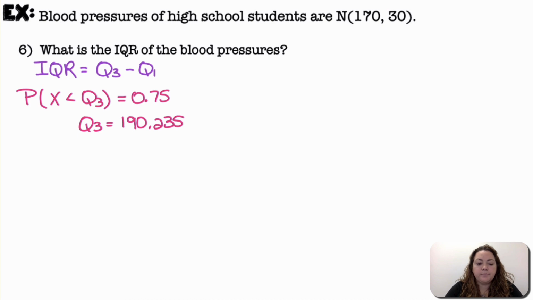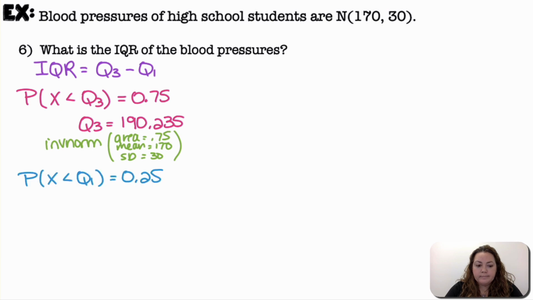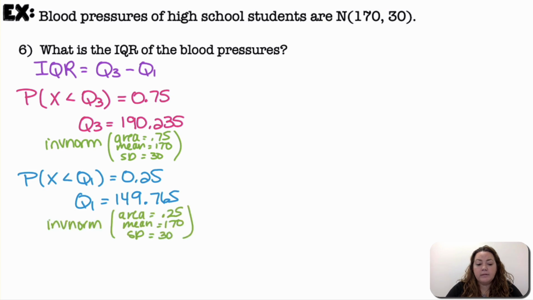You can do an inverse norm there. Inverse norm area would be 0.75, mean would be 170, standard deviation 30. And that would be left automatically if you have an older calculator. Probability X is less than quartile 1 is 25%. It's at the 25th percentile for quartile 1. That works out to be 149.765. Again, inverse norm, area 0.25 this time.